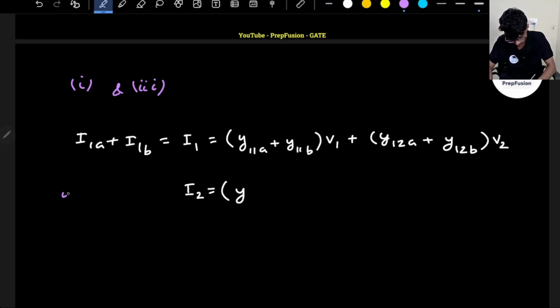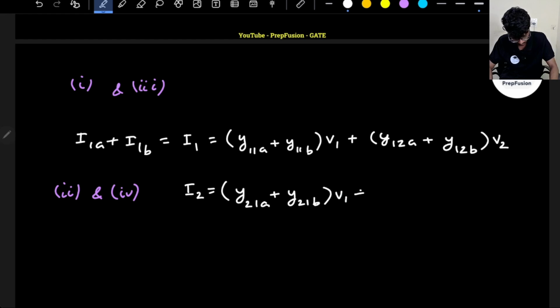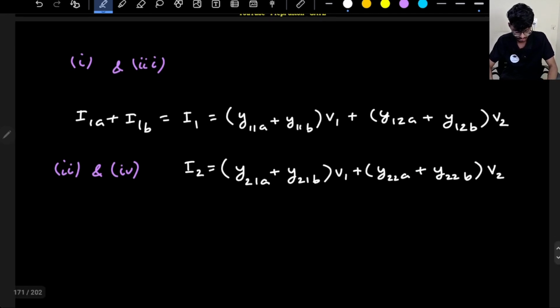Now if I add equation 2 and equation 4, I2 equals (Y21A plus Y21B) V1 plus (Y22A plus Y22B) V2. Okay, so these are my currents basically. This is my current I1 and this is my current I2, and this is how you write the Y parameters. I hope you have understood this basic point.